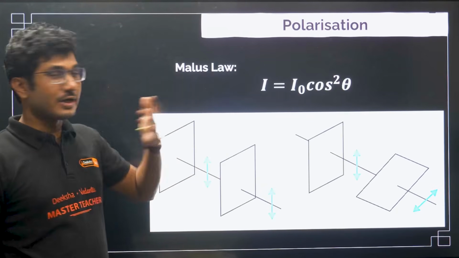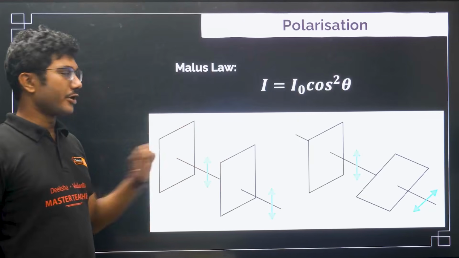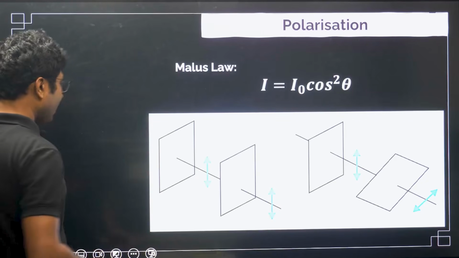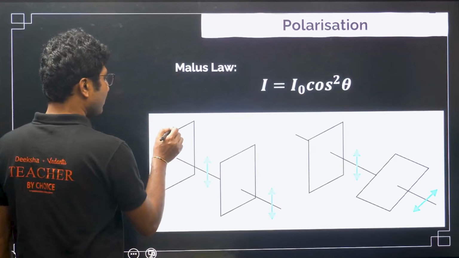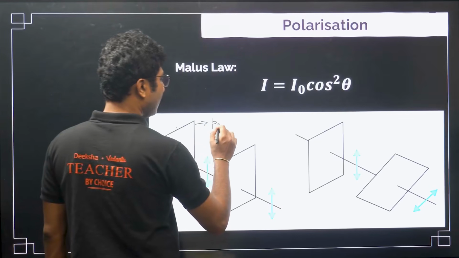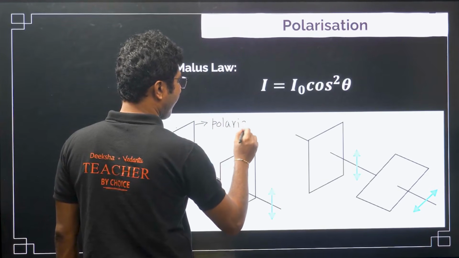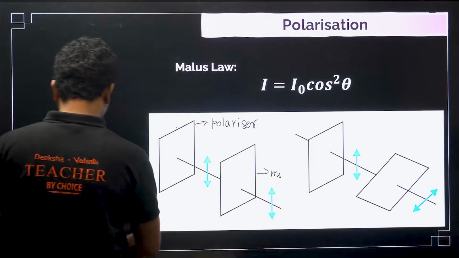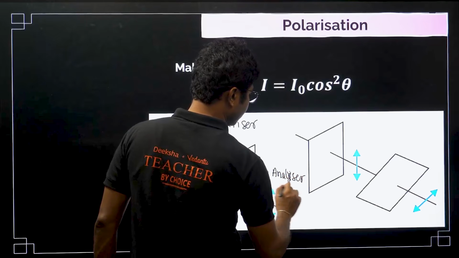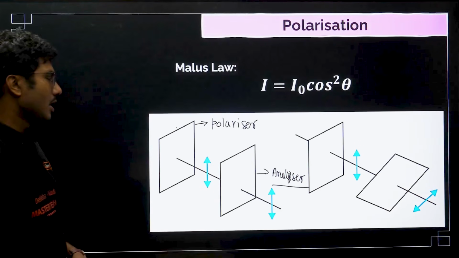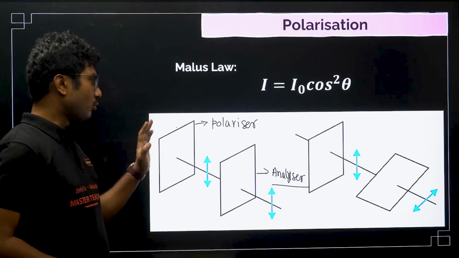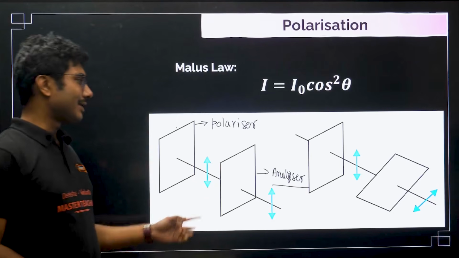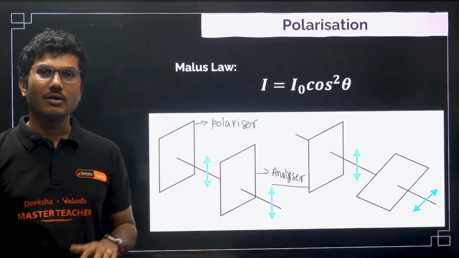So what is Malus law? Let us understand first. We have two Polaroids. The first one is called the polarizer, and the second one is called the analyzer. Both are Polaroids. The polarizer polarizes the incoming light. The analyzer analyzes whether the light passing through it is polarized or not.